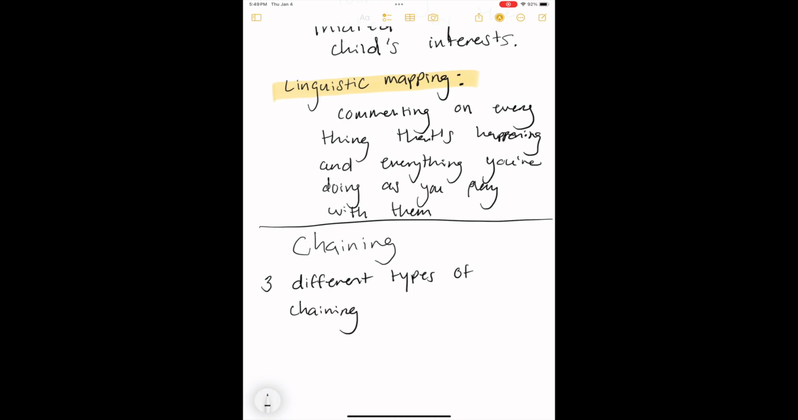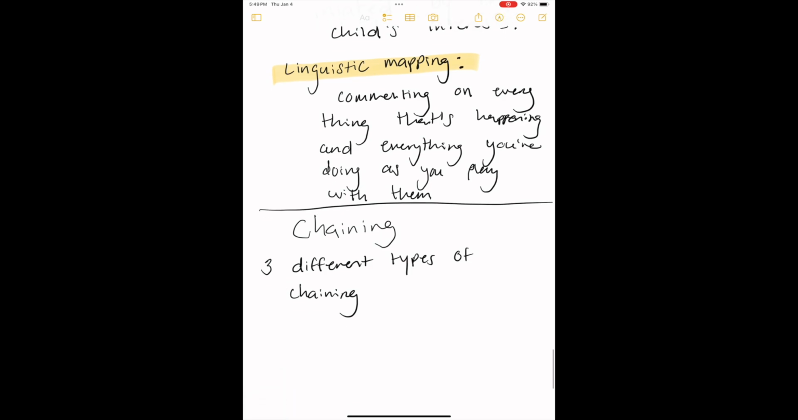Chaining is, and you know, if we look at it, skill acquisition, right? And that's what we're doing. This is a skill acquisition procedure. This is a way that you're gonna teach a child how to do something. So 3 different types of chaining.